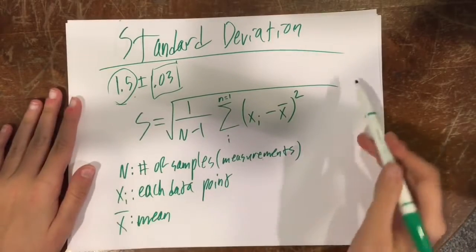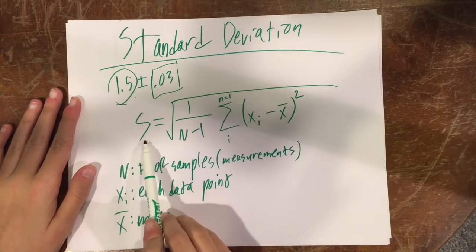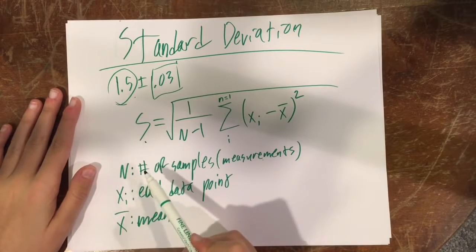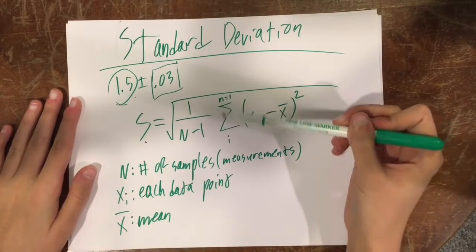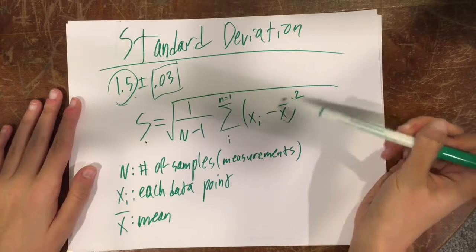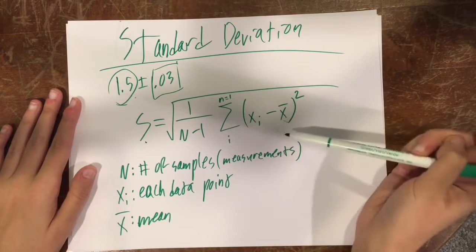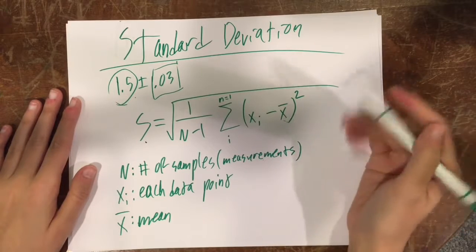So the formula for standard deviation looks like this. The S stands for standard deviation because this starts with an S and it's easy. And then this is the rest of it. The N and this thing are both new. The sigma and this little xi are not.